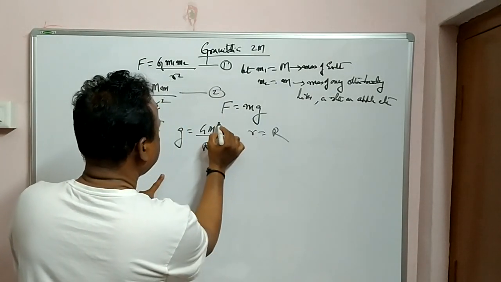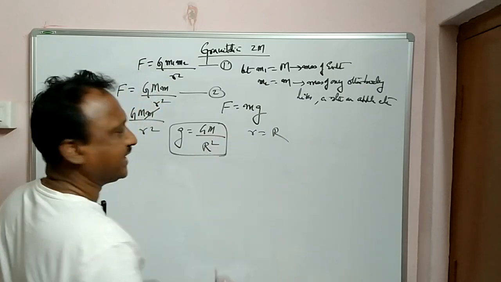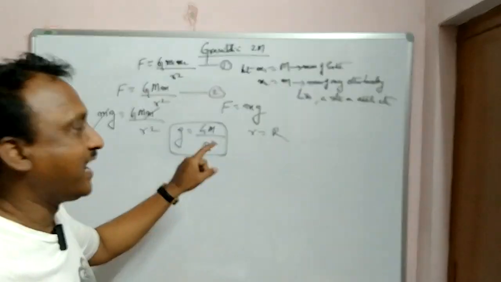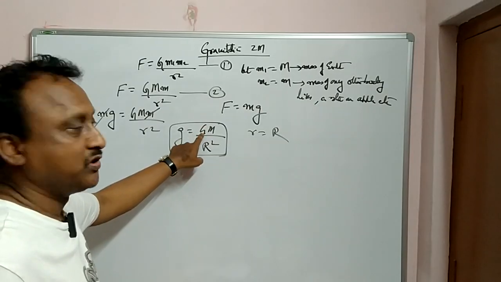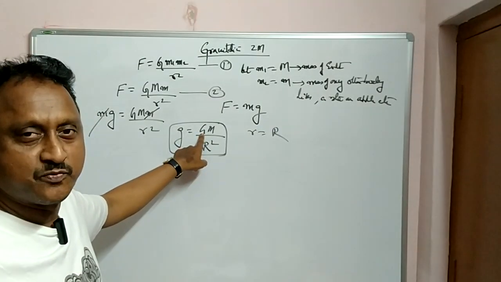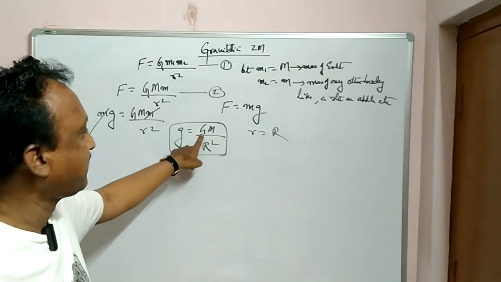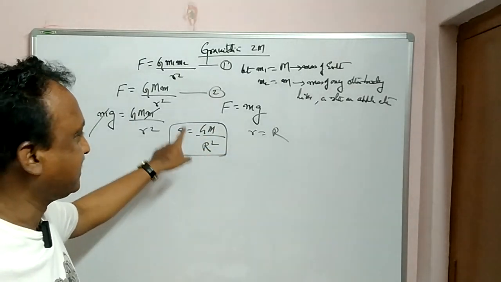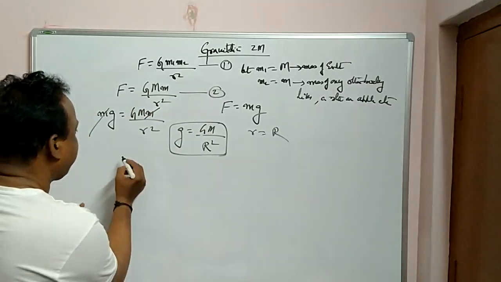Then it becomes GM by r square. So this is the final formula for acceleration due to gravity. G, universal gravitation constant, 6.67 into 10 power minus 11 Newton meter square per kg square. M, mass of the earth. R is radius of the earth. All these values are known.